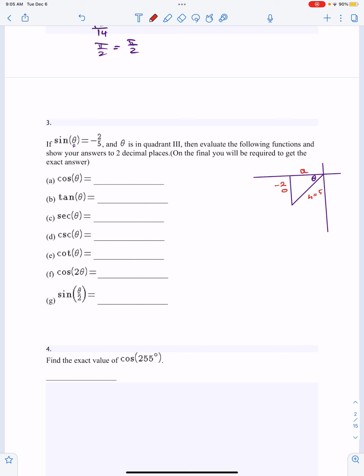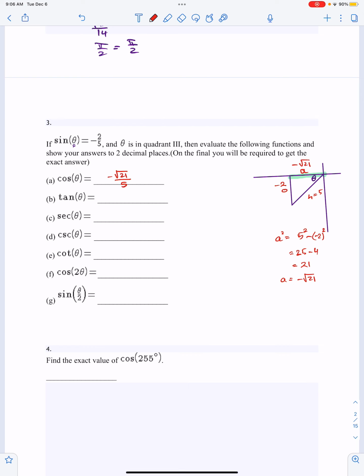Now we need to find the adjacent, so we're going to say a squared is equal to 5 squared minus negative 2 squared. So this is 25 minus 4, which is equal to 21. So a is equal to negative square root of 21 because this side is the negative side of x. Now, cosine theta is adjacent over hypotenuse, so it's negative square root of 21 divided by 5.